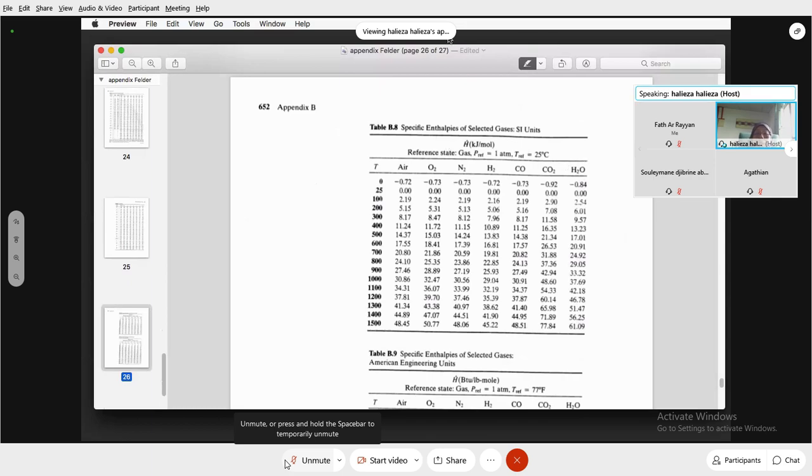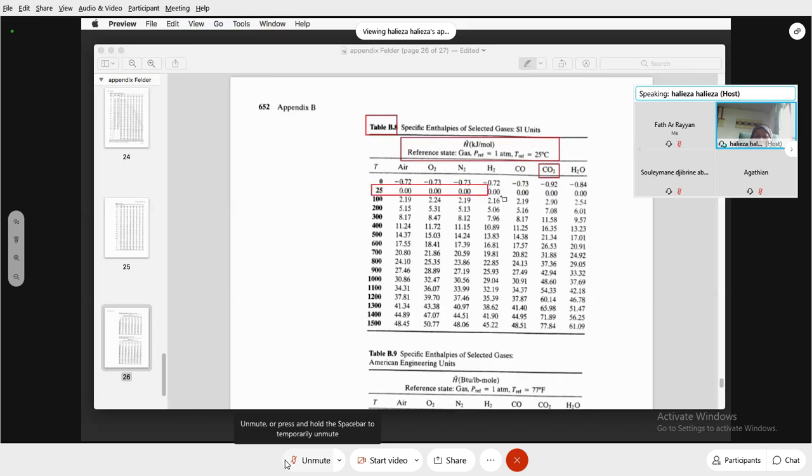Have a look. Let me use my pencil so that I can box my reference state. Here it is already specified. If you're using this table, B8, you have to follow that reference state. For example, if you are looking only at carbon dioxide, not all of these gases, your reference state will be carbon dioxide gas, because all these are gases, at a pressure of 1 atm and a temperature of 25 degrees C.